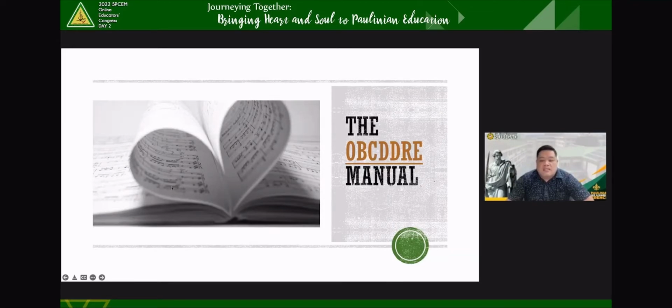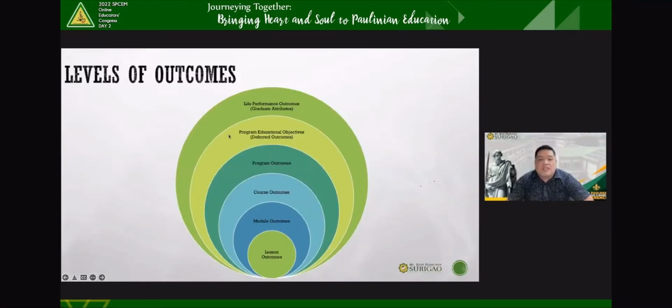Okay, so we are now clear as to the outcomes in different levels because of that manual. So just to reiterate, our levels of outcomes are actually from the life performance outcomes, or what we call graduate attributes, down to the program. So there are two outcomes for the program: the deferred outcomes, which we call program educational objectives, and the program outcomes as well. And then down to the course or subject, we call them course outcomes. And then down to the module, we say module outcomes. Down to the lesson under the module, we call them lesson outcomes or learning outcomes.